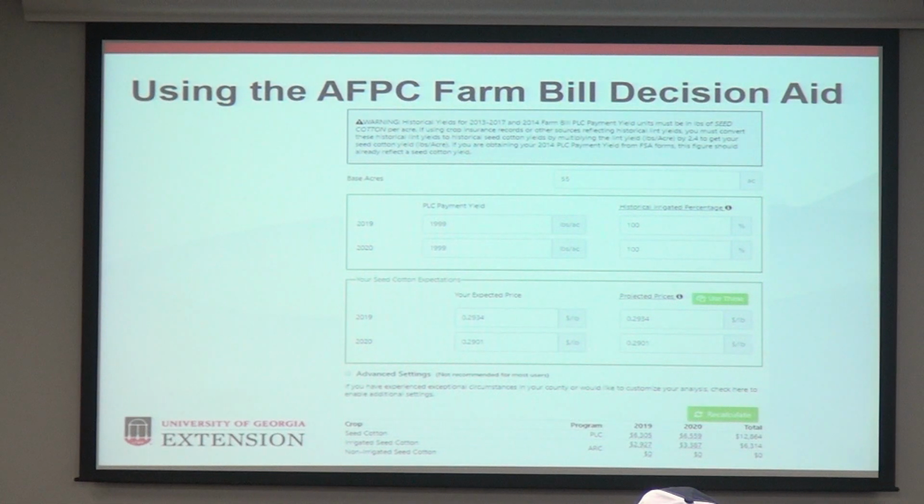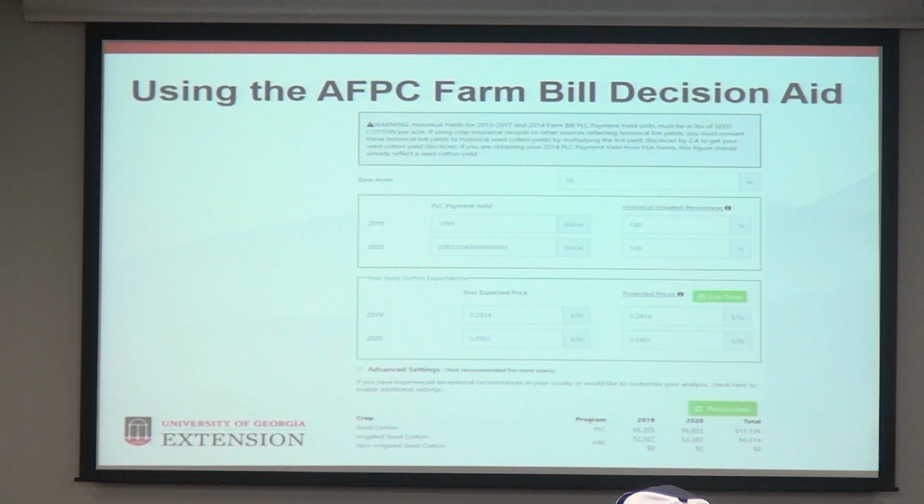And you see there the difference at the bottom on seed cotton for PLC versus ARC, and the PLC program under this scenario would be something that would be preferred, with just over $12,000 on the PLC program for the 2 years versus $6,000 on the ARC program.